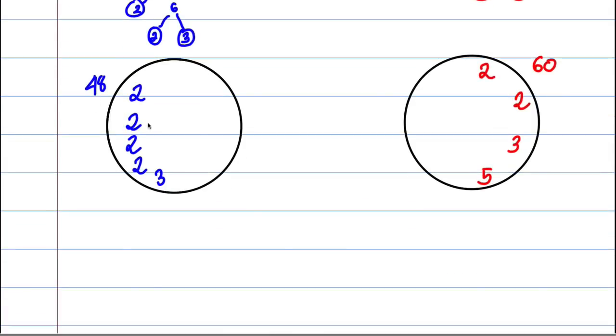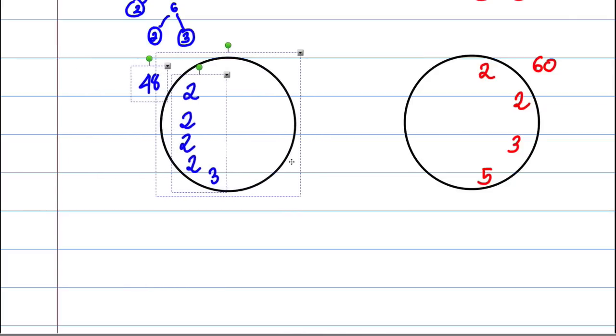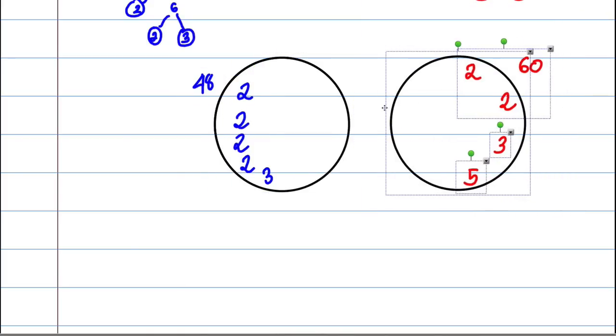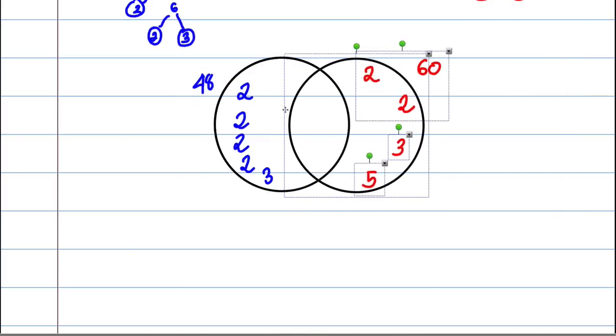Now, 48 is all those numbers multiplied in that circle. 60 is all those numbers multiplied together in that circle. What if we merge the circles? So I'm going to drag this over here as follows, and I'm going to drag this over here as follows. Instead of writing them as two separate circles, what do they actually have in common? What factors do they have in common?